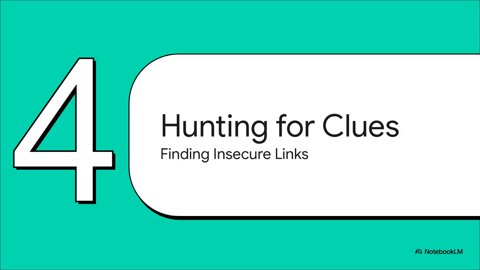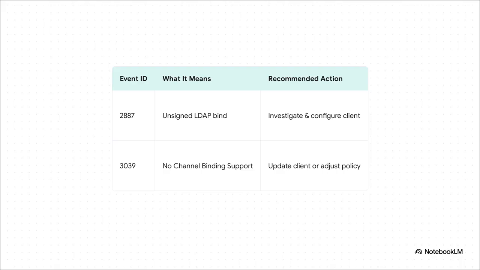Okay, let's get practical. Let's talk about how to go hunting for clues on your own network. Think of this as your treasure map. Windows actually logs specific event IDs when it spots these insecure connections. Event ID 2887 is basically a giant red flag. It means a client is connecting without signing, and it tells you exactly which machine to go look at. Then there's Event ID 3039, which tells you a client tried to connect, but it doesn't support channel binding. Seriously, these logs are your best friends in this whole process.